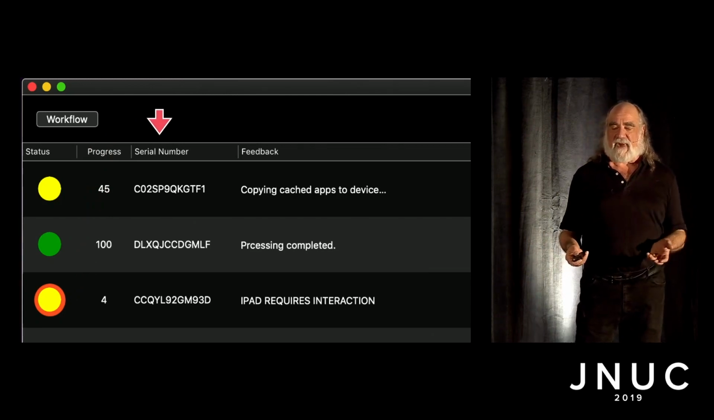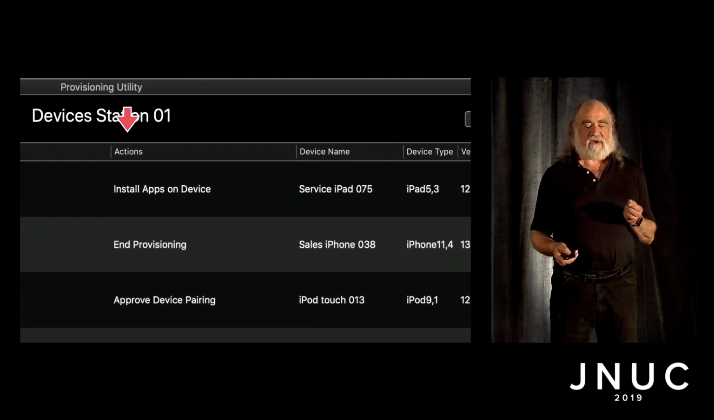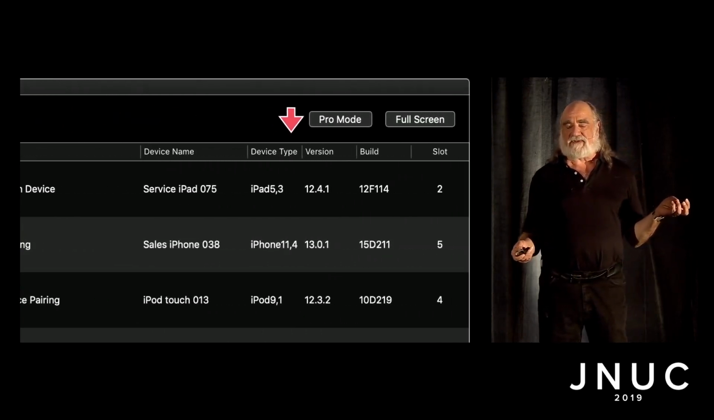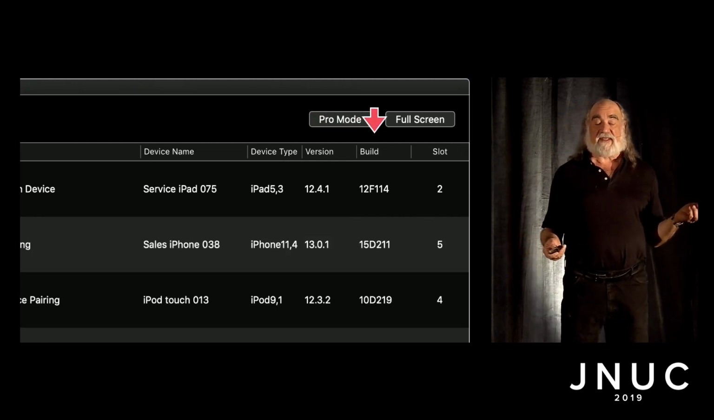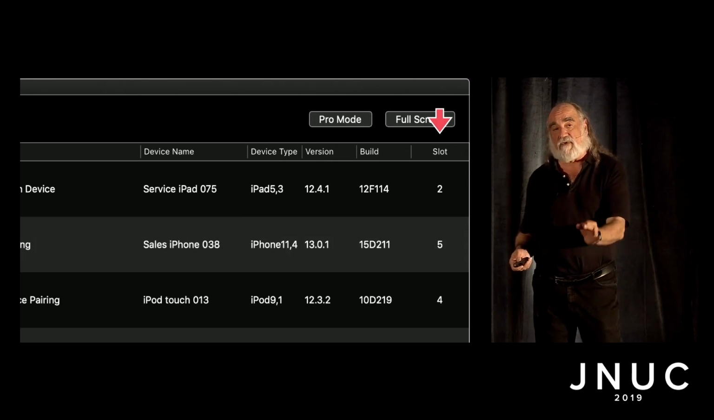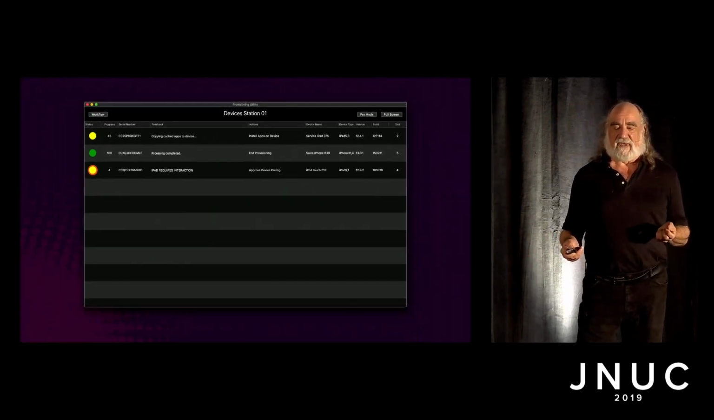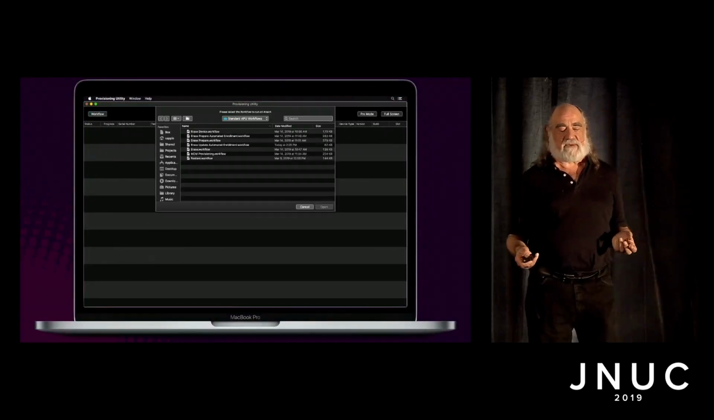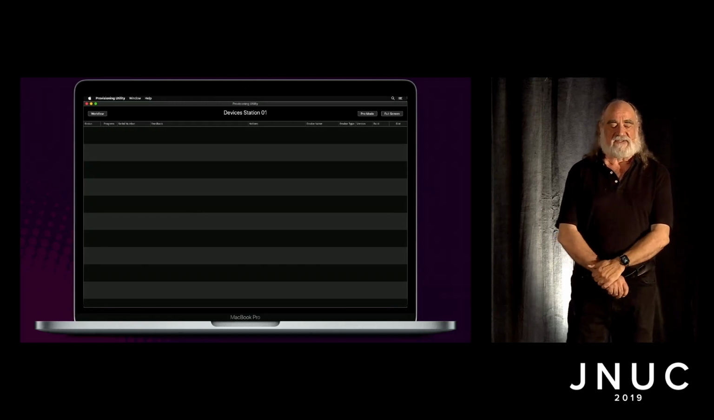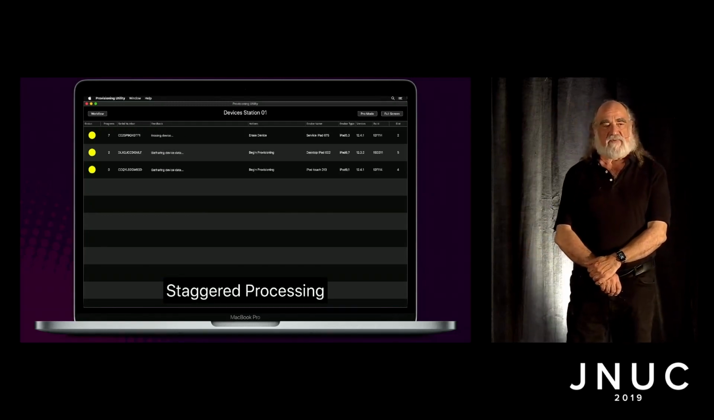Then you have a progress amount, the serial number, any kind of feedback as it's going along, the name of the action that's being run, the device name and the other device information, and the slot. So it can tell you what slots you're going to be using for that device, and you can pick it out. And then to use it, you just choose the workflow that you created, and when the devices are attached, they start connecting and getting processed.